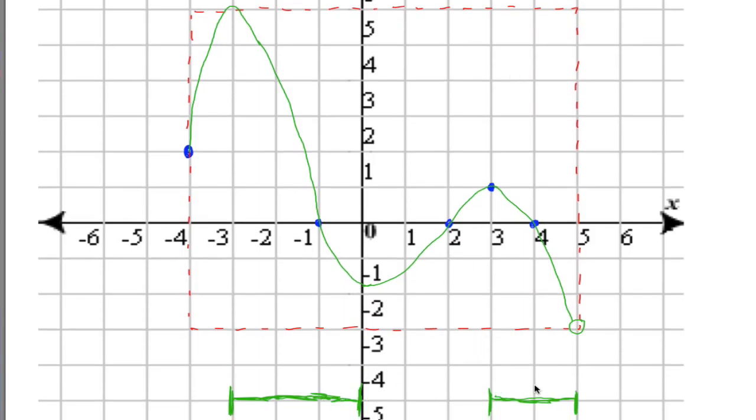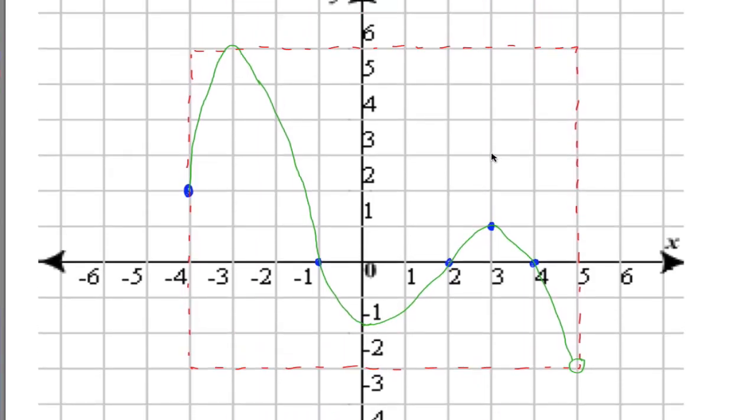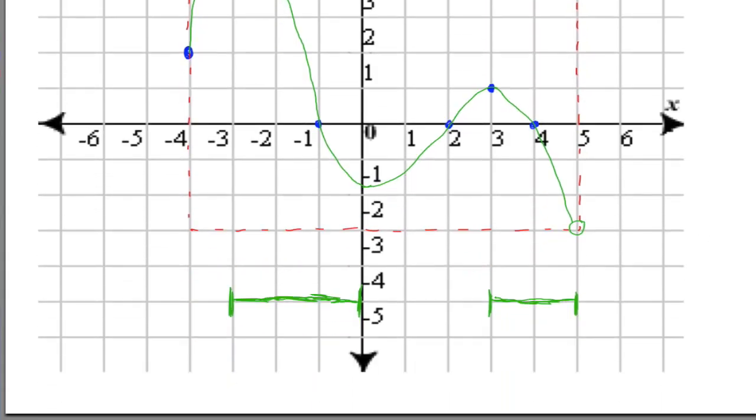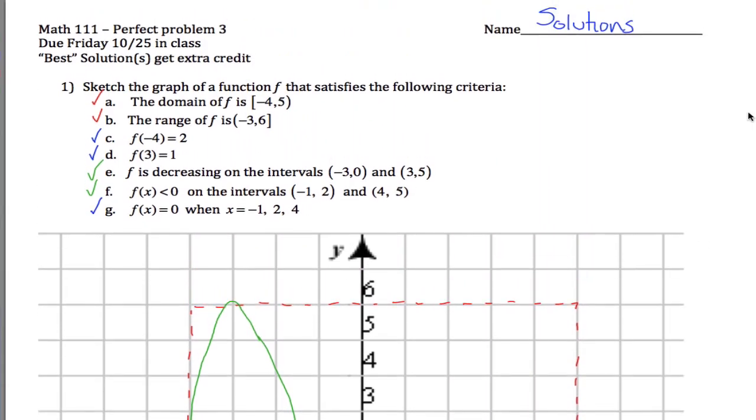So you don't need these green intervals here or the red box around the outside, but it makes it easier to check that you did everything right. That it was decreasing from here to here, good. Decreasing from here to here, good. That the domain goes from here to here, and the range goes from here to here, and it goes through all the little blue dots. I think I got everything that I needed. So we'll call that good. Call that the answer, and that's the end of this video.